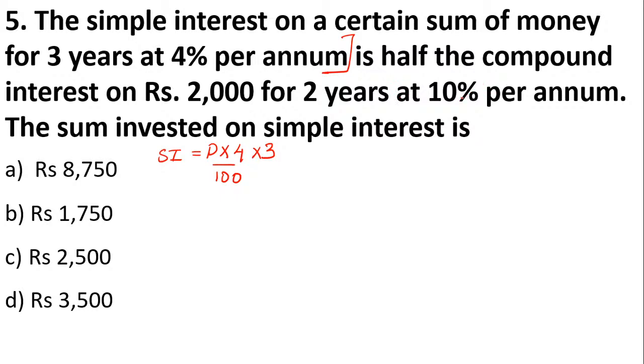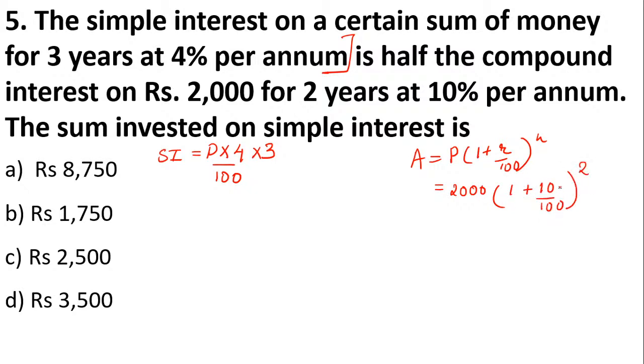So how we are going to calculate compound interest is very simple. First, you have to calculate the amount. So how much is amount? Amount is equals to P into 1 plus R upon 100 to the power of N. Okay. So what is the principal? 2000 rupees. 1 plus what is the rate? 10 upon 100. And how much is the time?